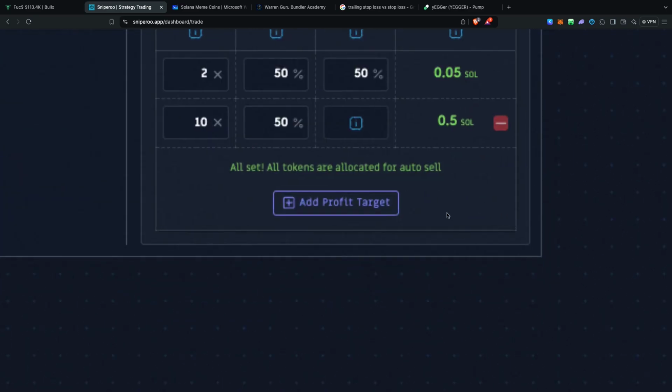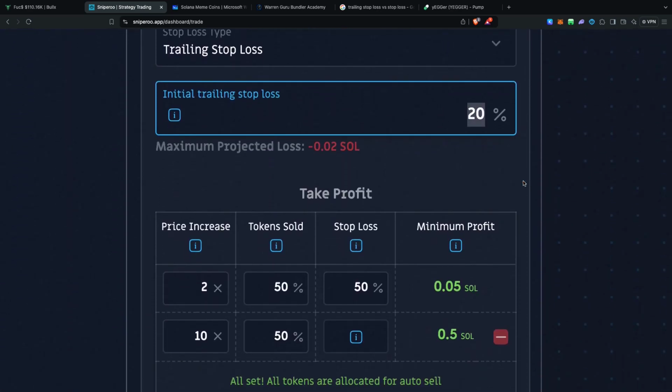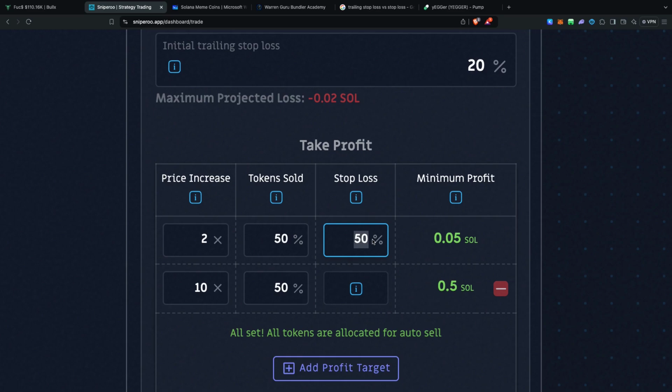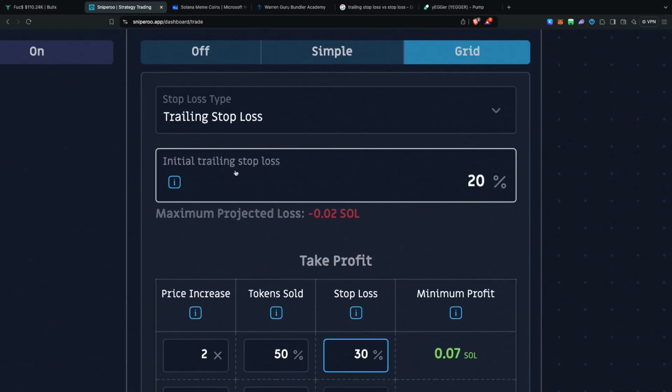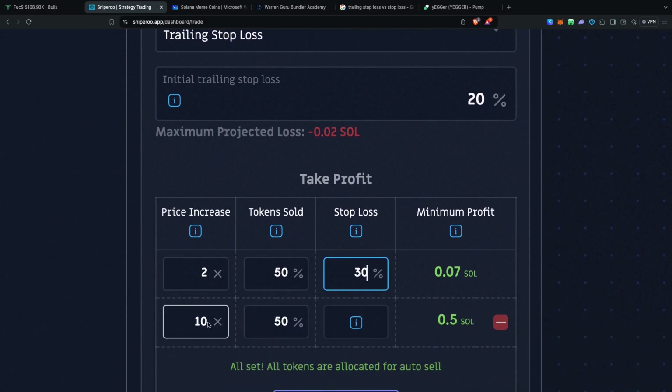My trailing stop loss is set at 20%, while the stop loss you can always adjust here. You can put 30%, etc. As you can see, my initial trailing stop loss when I find an entry is going to be about 20%, and my stop loss at a 2x or a 10x can easily be adjusted just like that.